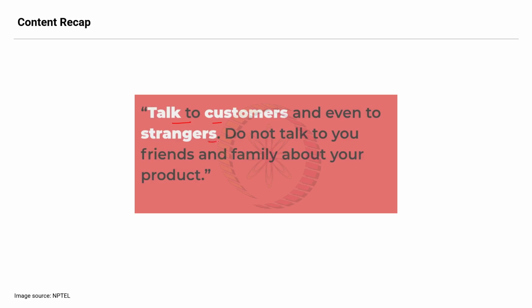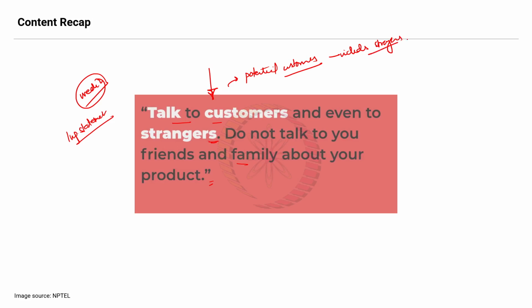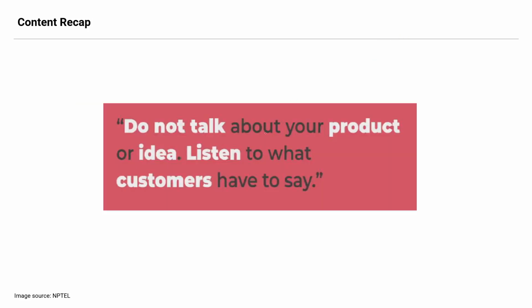Talk to customers and even to strangers. Do not talk to your friends and family about the product. Now, this is a very, very important statement which has been loud and clear in this week's assignment, which was week 2 content, that we need to talk to the customers and not necessarily the people who are easy to reach, which includes your friends, your family members, but we need to talk to customers, which are basically your potential customers. That also includes strangers. All right. Do not talk about your product or idea. Listen to what customers have to say. All right. So this is again a key insight.